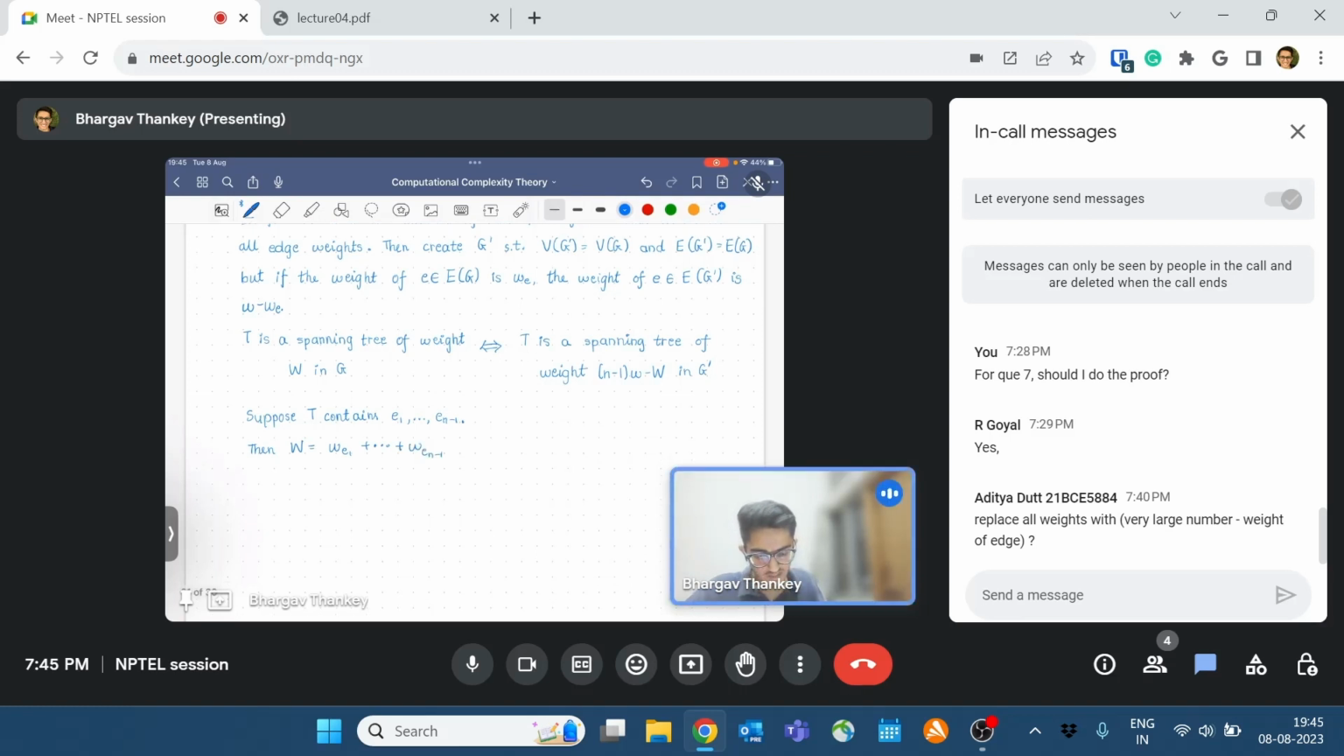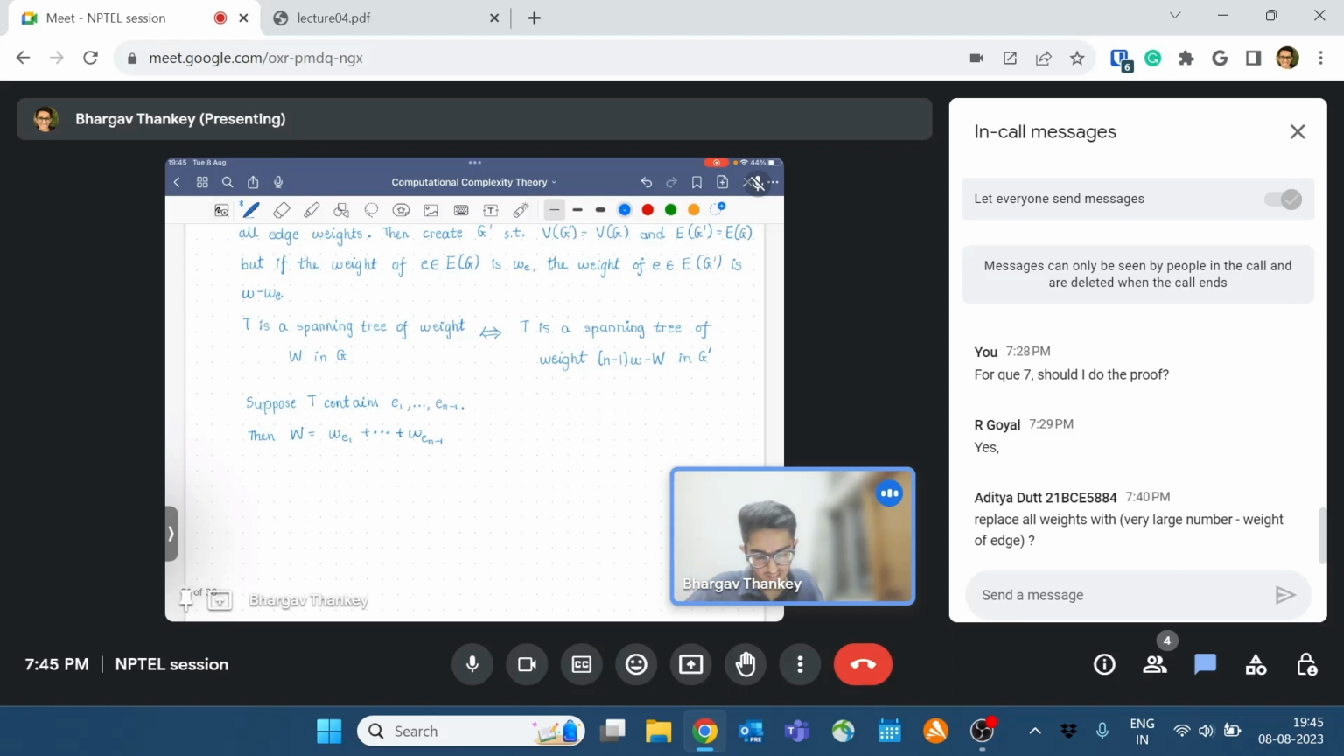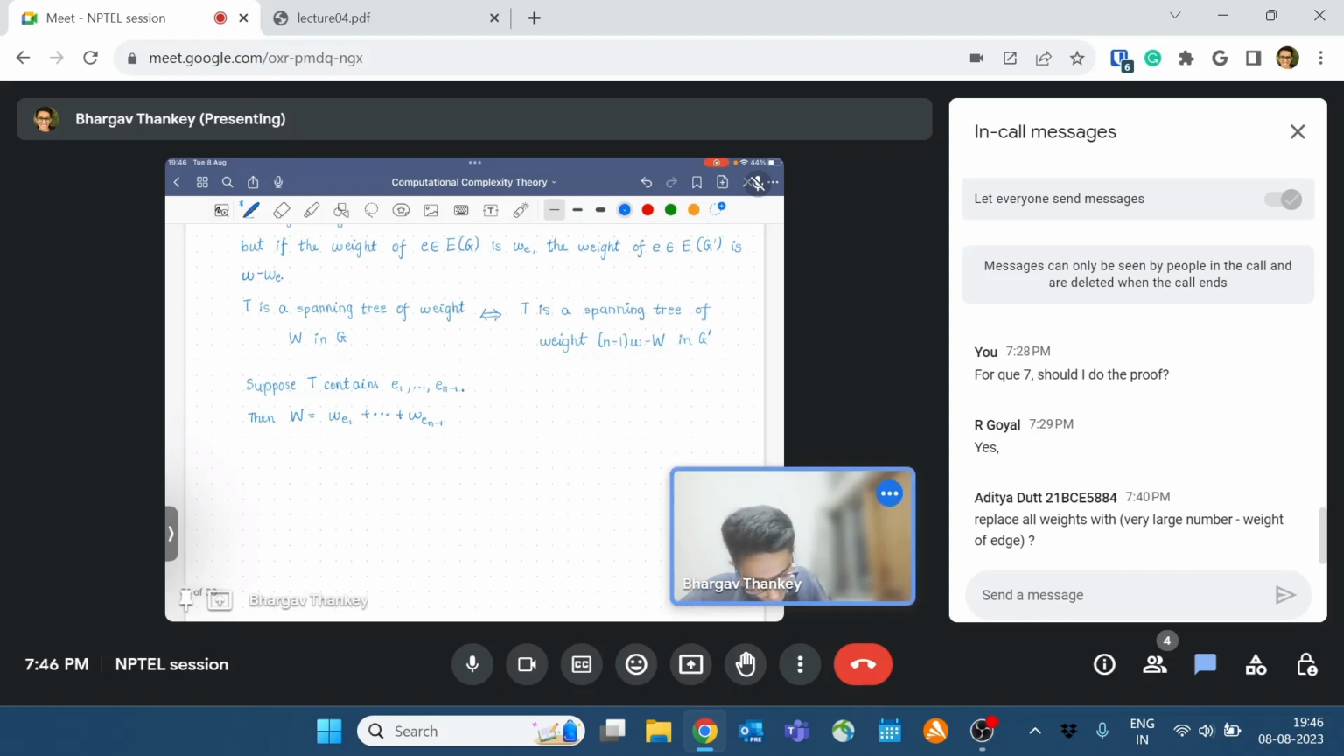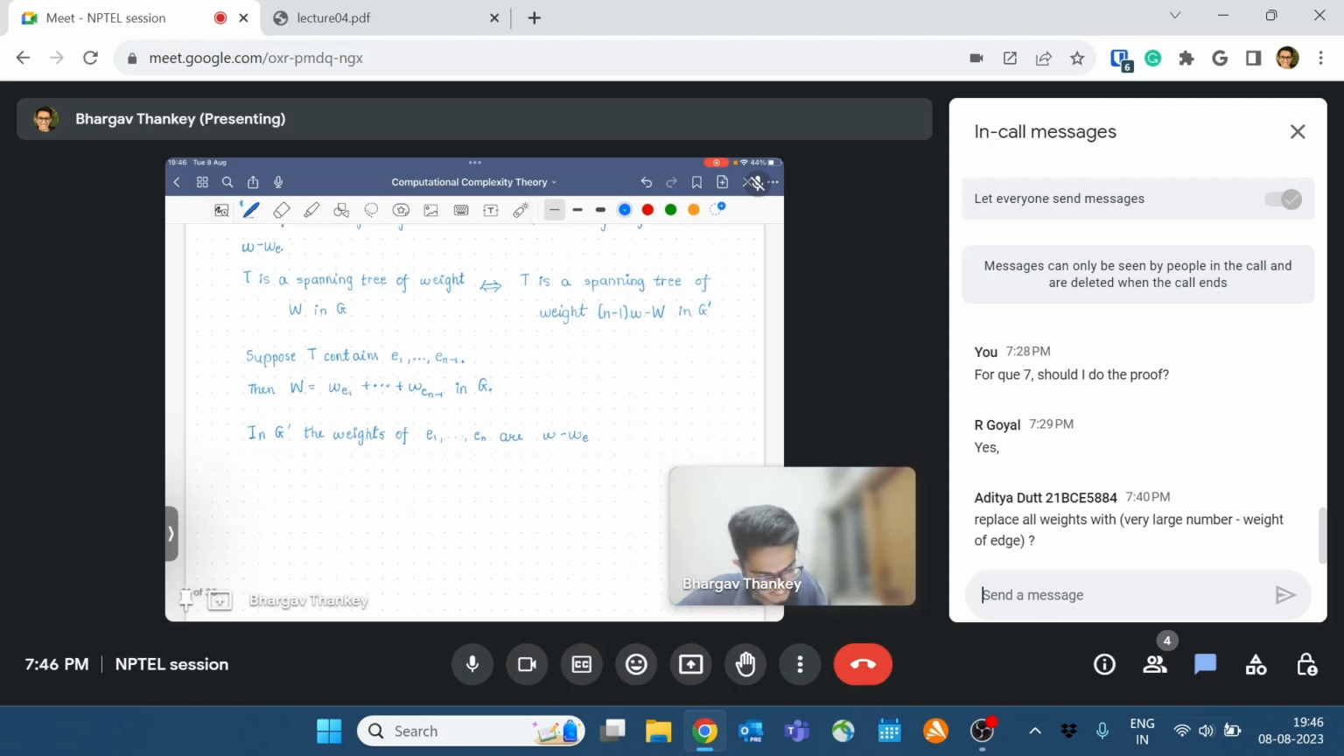Okay, so suppose T contains edge e1 to en. Then W is this, right? Yes. So in G prime, the weights are W minus WE, right?